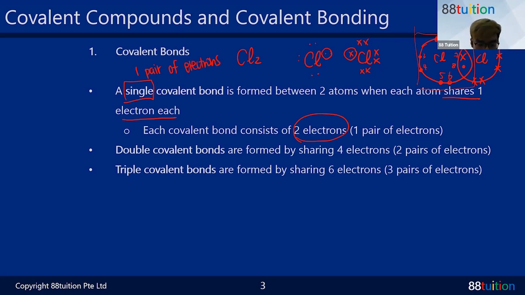As they share more and more electrons, for example sharing 2 pairs of electrons, that will be known as a double covalent bond. If they're sharing 2 pairs, each atom puts in 2 electrons. It will look something like this. I draw on the left side, it will look something like this. That means you will have 2 pairs of electrons. Then triple covalent is when you have 3 pairs of electrons.